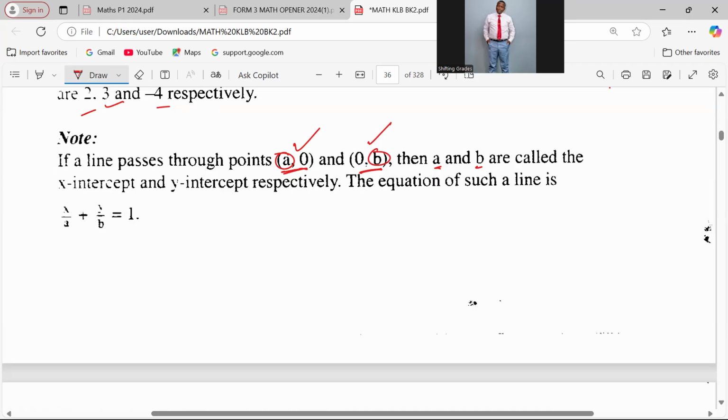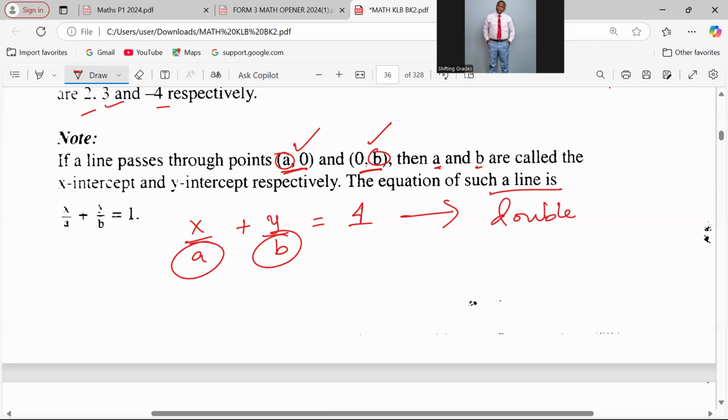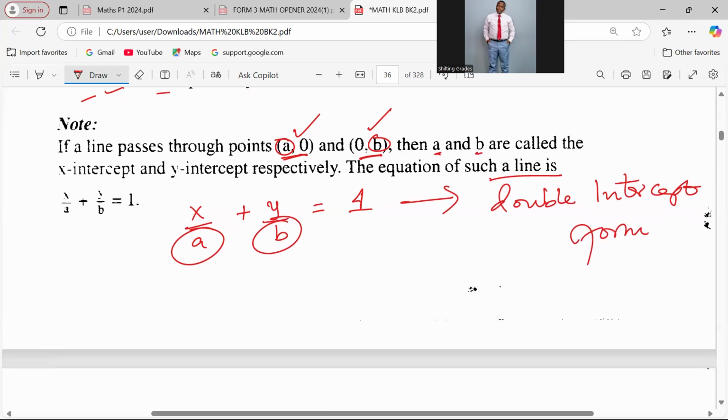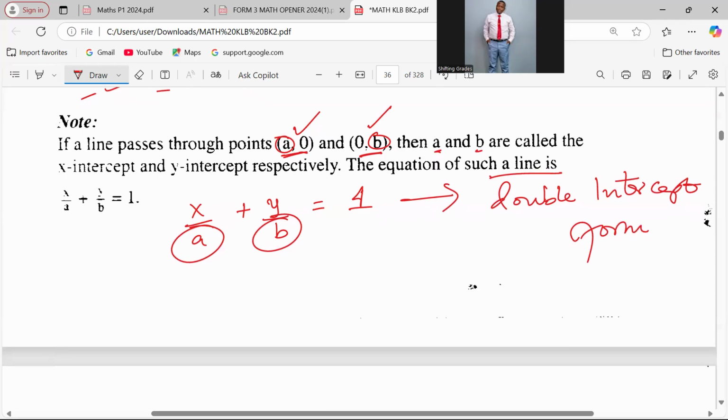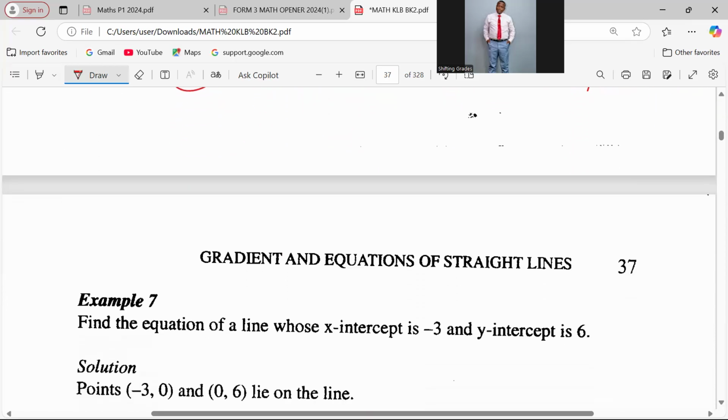The equation of such a line can be given by x over A plus y over B equals 1. From that, we can extract the intercepts directly from this kind of equation. This format is called the double intercept form. You can be taught to write a certain equation and express it in the double intercept form. You will ensure that you have 1 on one side.